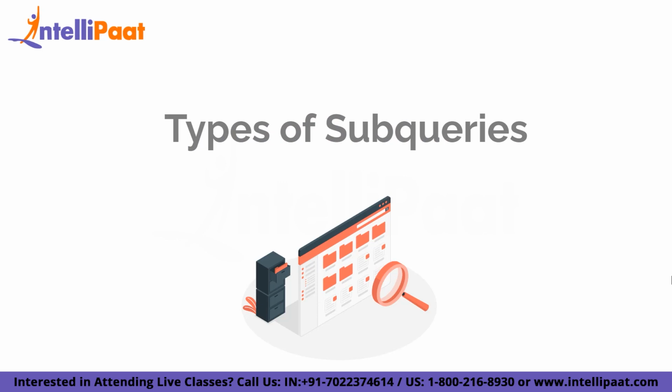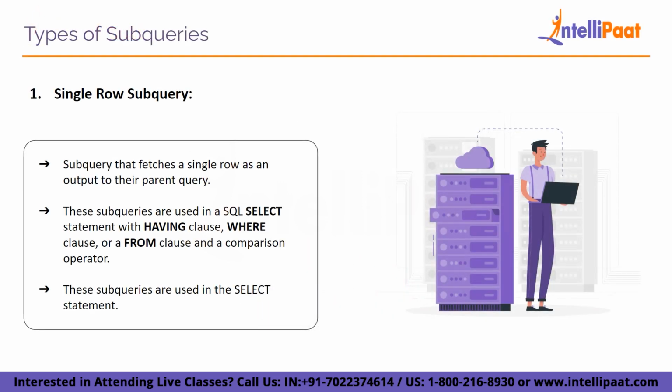Now let us see what all the types are in subqueries. So the first one is single row subquery. As the name suggests, this subquery fetches just one row of data from its results, right? So just picture this. You are looking for a specific piece of information that's hidden away in another table, and you need it for your main query, right? So that's where the single row subquery comes to your rescue.